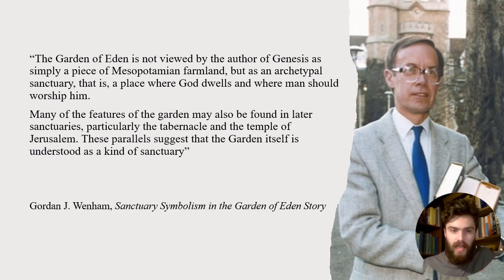Gordon Wenham goes on to say that the Garden of Eden is not viewed by the author of Genesis as simply a piece of Mesopotamian farmland, but an archetypal sanctuary that is a place where God dwells and where man should worship him. Many of the features of that garden may also be found in later sanctuaries, particularly the Tabernacle and the Temple of Jerusalem, and these parallels suggest that the garden itself is understood as a kind of sanctuary. Now, I'm going to show you a couple of diagrams that will illustrate this a little bit more clearly.